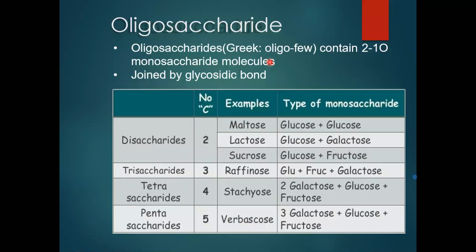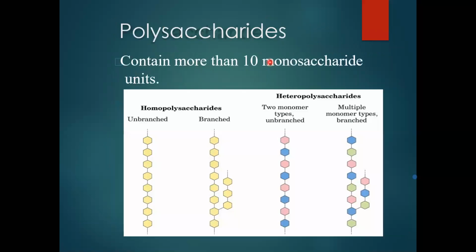Now, coming to oligosaccharides. What is an oligosaccharide? An oligosaccharide is a group or chain of monosaccharides, between 2 to 10 monosaccharide molecules, each joined by a glycosidic bond. It can be a disaccharide, trisaccharide, tetrasaccharide, or pentasaccharide. Disaccharides include maltose, lactose, and sucrose. Trisaccharides include raffinose, tetrasaccharides include stachyose, and the pentasaccharide is verbascose.